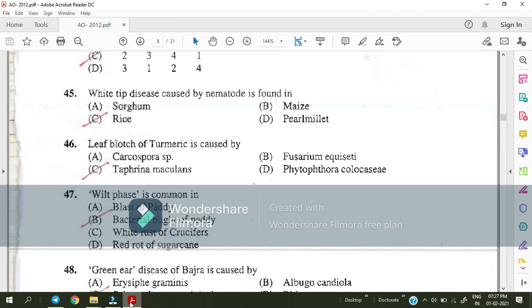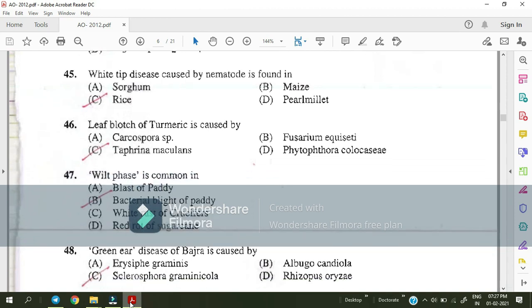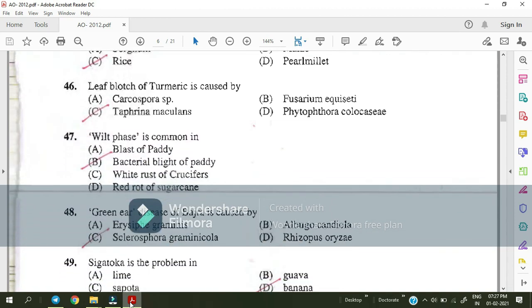The scientific name is Xanthomonas pathovar oryzae. Blast of paddy is Magnaporthe oryzae. White rust of crucifers is Albugo candida. 48th question. Green ear disease of bajra is caused by Sclerospora graminicola. Erysiphe graminis is powdery mildew, Albugo candida is white rust.